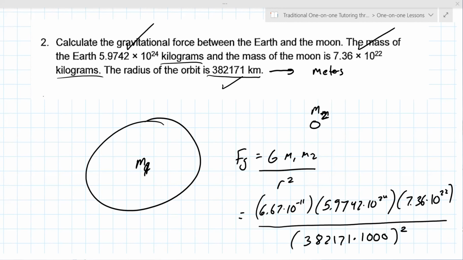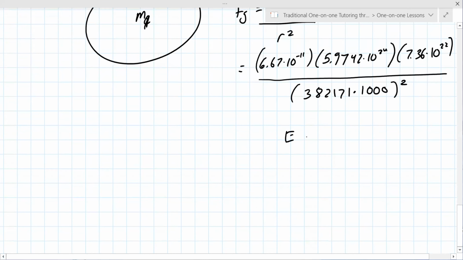2.0085861318 times 10 to what power? That's the key. What's the number after E? 18. Okay, so I got 20. So I got the same 2.008, whatever, but it's E to the 20.